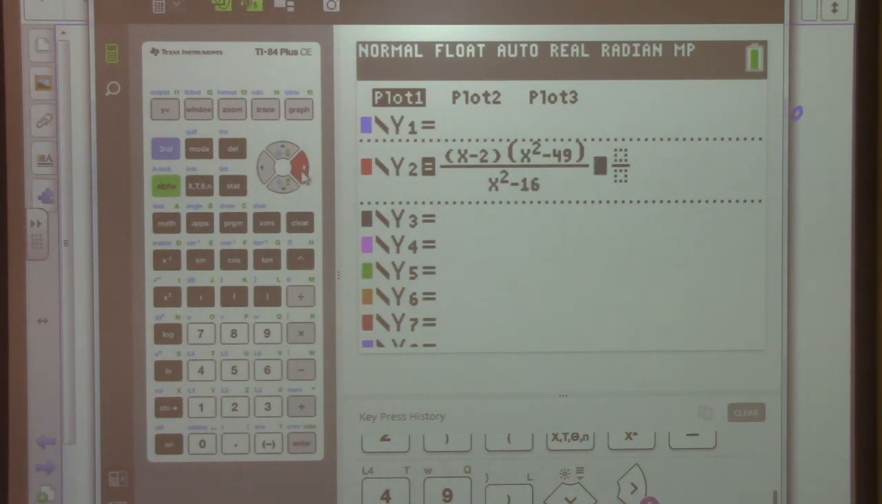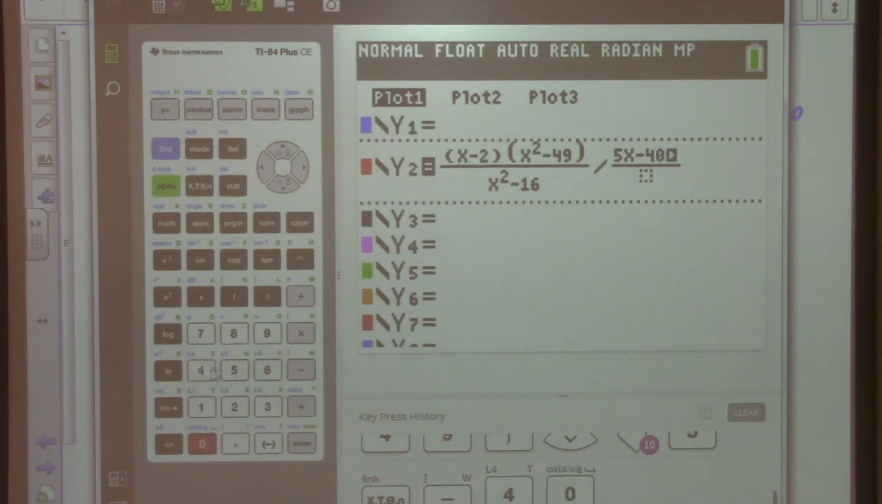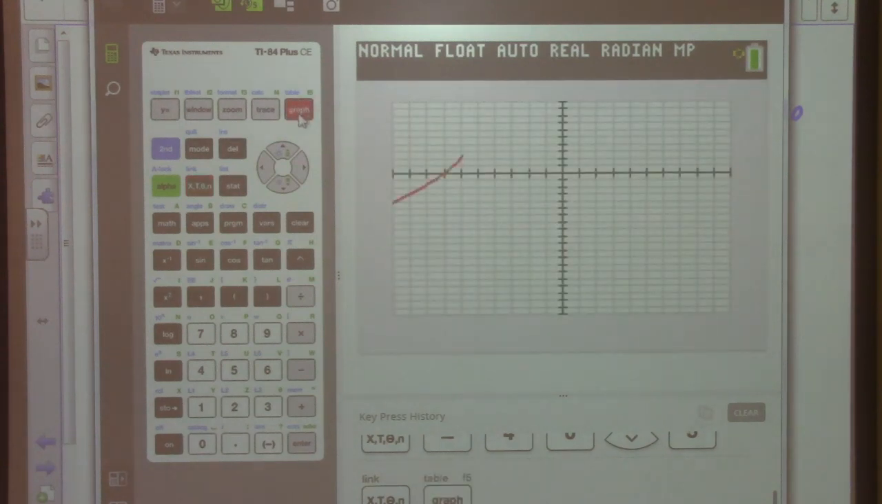So what goes up here? 5x minus 40 over 5x. So everything's written right like that. Then you can graph this, but it's really not the graph that's important. It's the table view. Isn't that a weird looking fraction there? Anyway, let's go to table view.